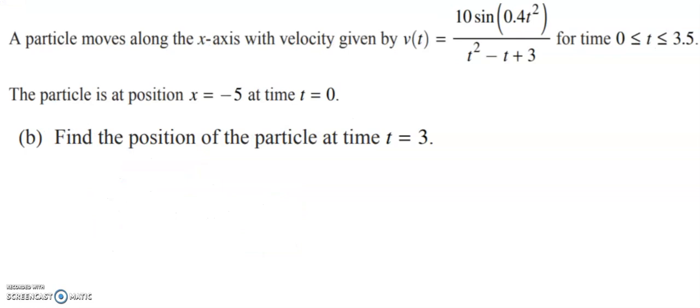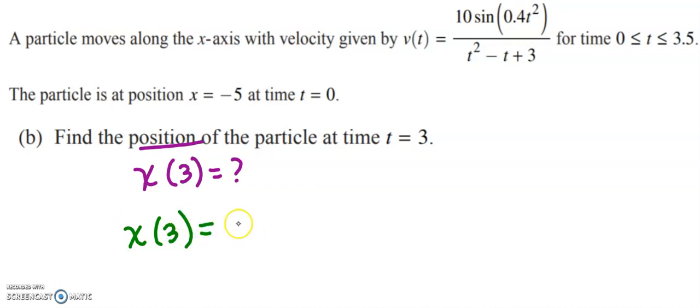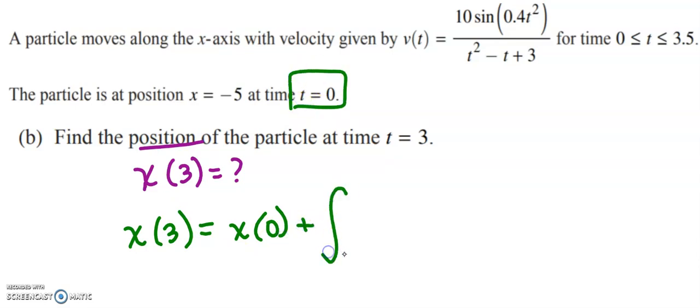There we go. Part B, find the position of the particle at time t equals 3. So I want to know x of 3 equals something. Well, how do I find position if I know velocity? Hopefully you're saying I need the antiderivative. So x at time 3 will be equal to wherever I start plus the collection of all of my changes over the time that I am moving. Okay, so that's how we show the AP readers what we're finding. Again, where we end up is equal to where we start plus a collection of all of our changes. So x of 3 is what I want to find.